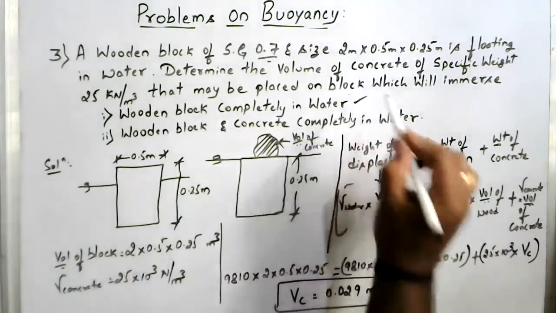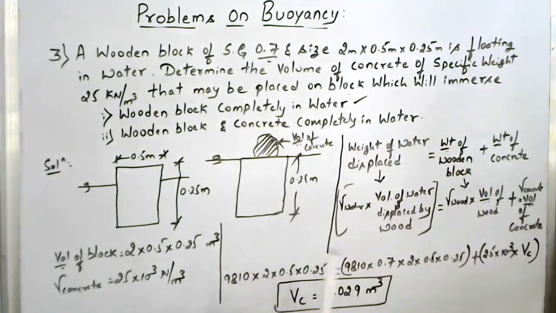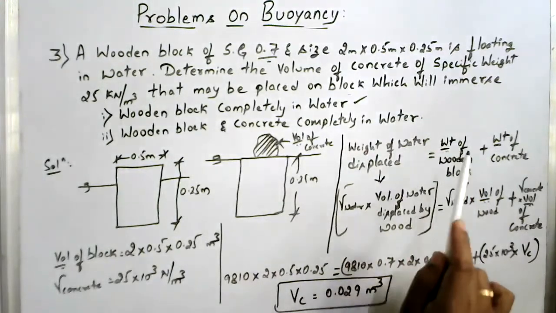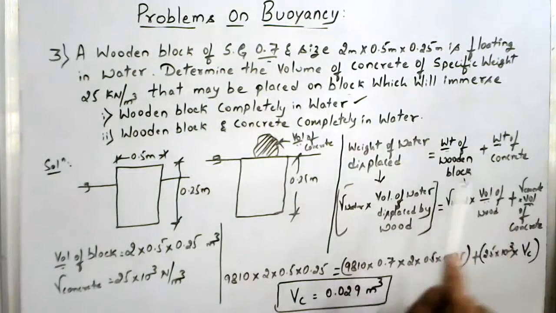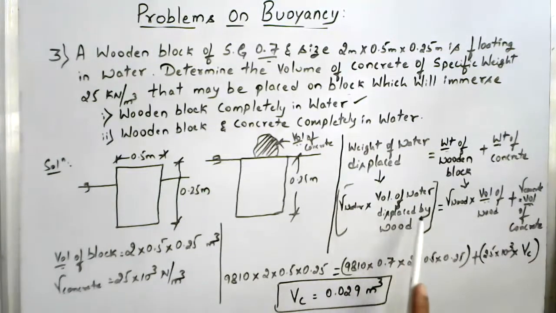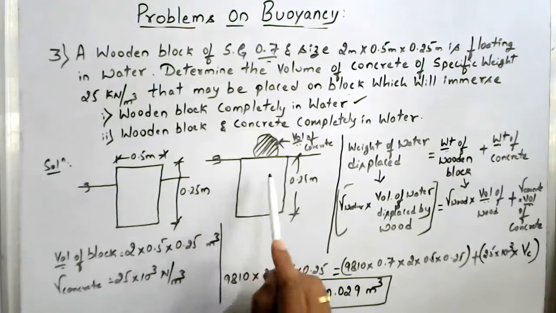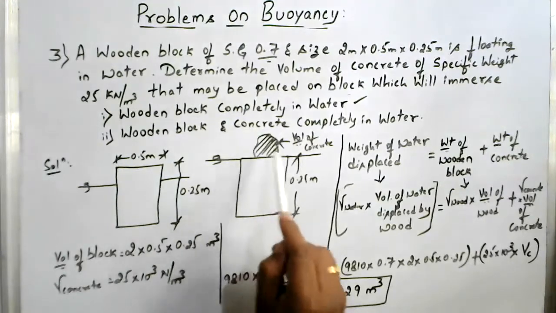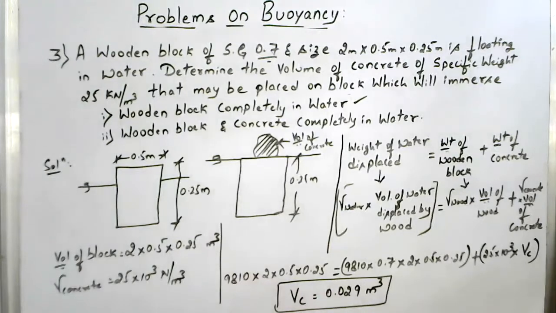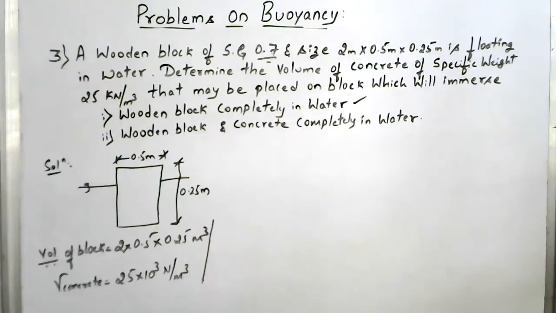So you require 0.029 cubic meter of concrete in order to immerse the wood completely in the water. This is the first case. So what is the governing equation here? Weight of water displaced is equal to weight of wooden block plus weight of concrete. Weight of water displaced is nothing but the weight of the immersed portion only. So therefore it is gamma of water into volume of water displaced by the wood, because only the wood is in water. This concrete is above the water. Therefore, don't consider this volume in this. You simplify, you'll get the VC.